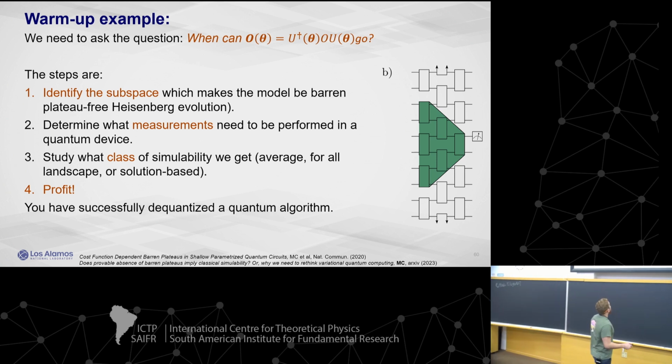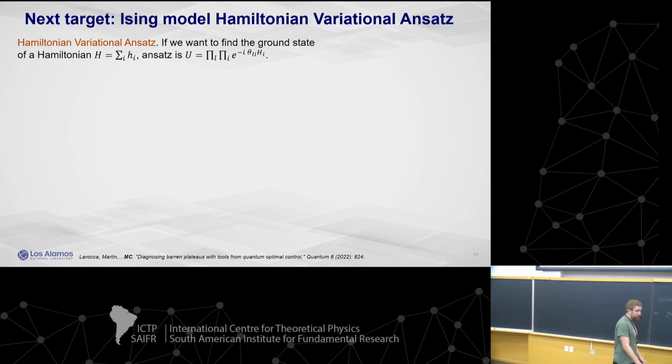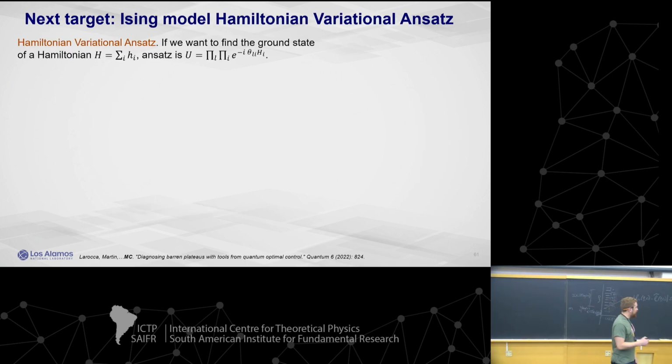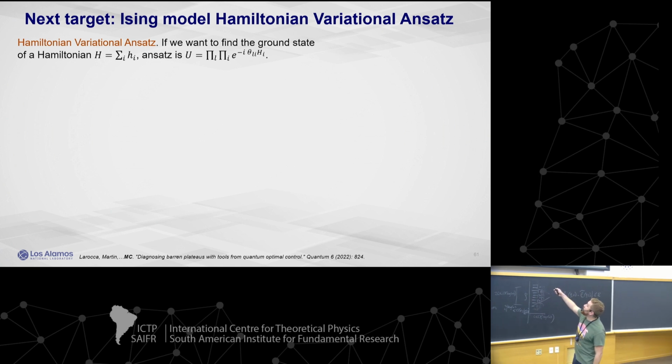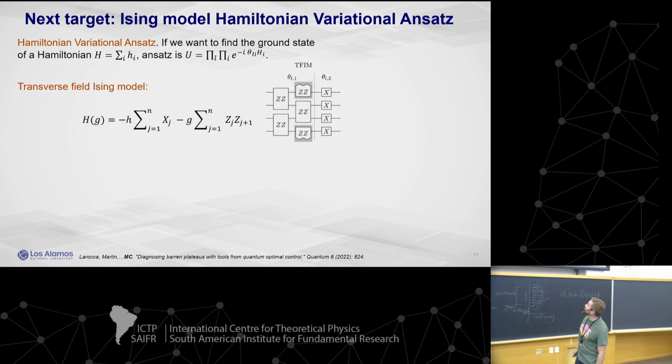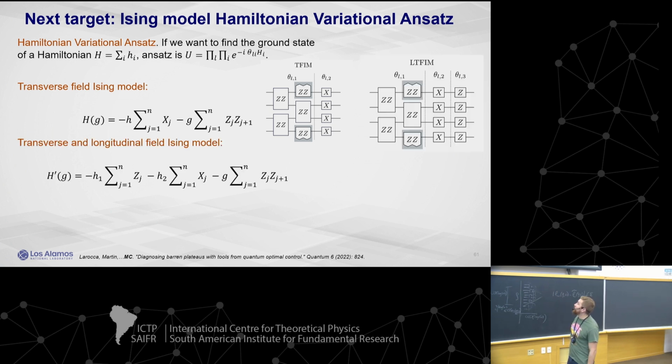So again, the question now is, what is the target that we're going to be studying today? And we said we're going to be studying the simulation of Ising models with Hamiltonian variational ansatz. So we said that if you have a Hamiltonian that looks like this, this is what the circuit is going to look like. We can also say what happens if we build a Hamiltonian variational ansatz with an Ising model that has transverse and longitudinal magnetic field. So you're going to have these two right here. Now the ansatz is going to look like this.